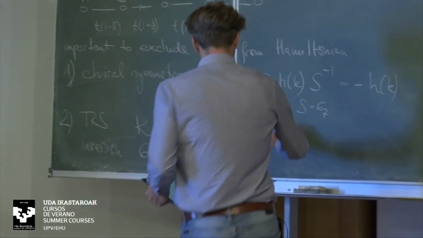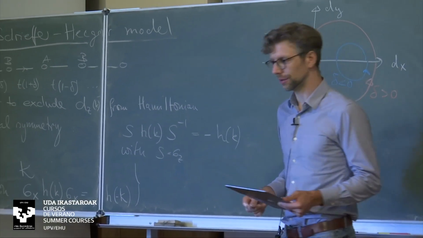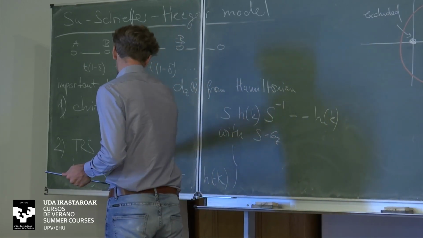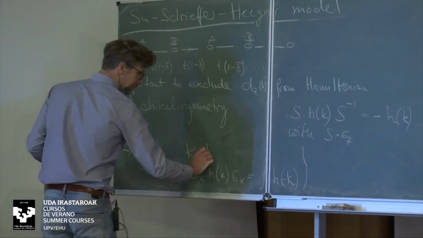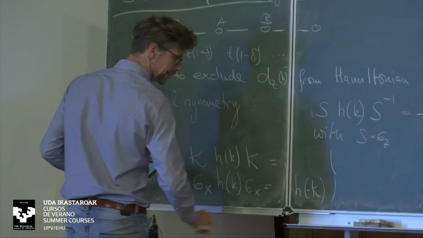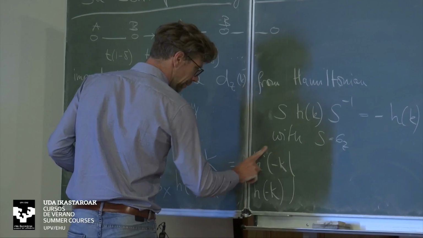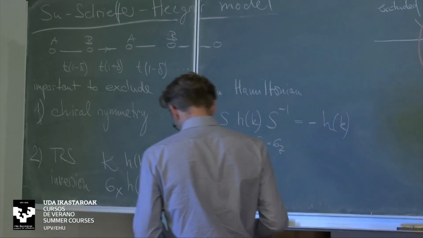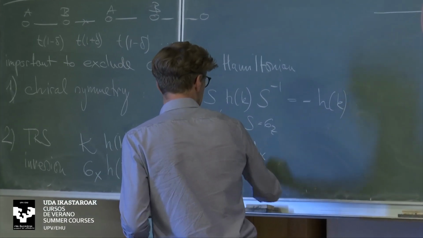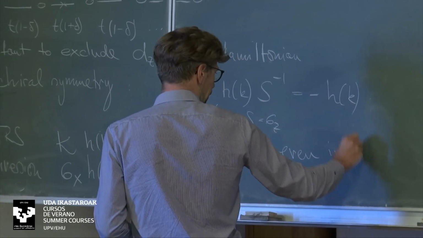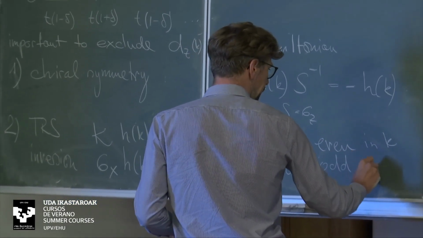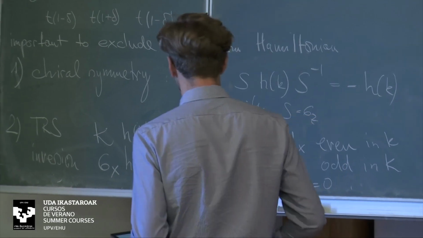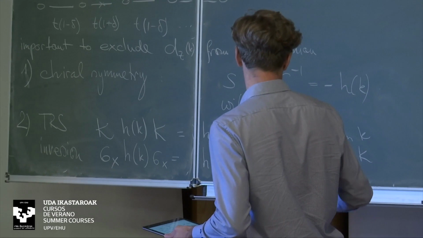Okay. And so what are the restrictions of these combined symmetries on our system? I should also say time reversal, of course. It says K times h of k times K is h of minus k, so time reversal also changes momentum to minus the momentum. So this imposes that dx is even in k, dy is odd in k, and dz is equal to 0, because the first would say it's even in k, and the second would say it's odd in k, and that's not compatible. So that's another way to get to dz equals 0.